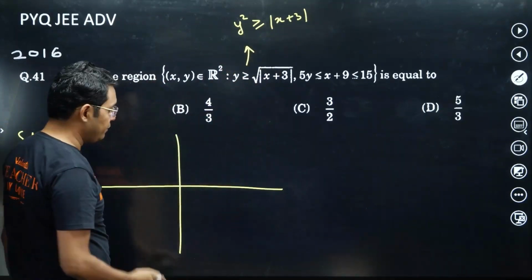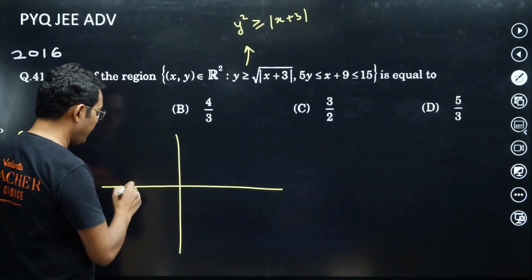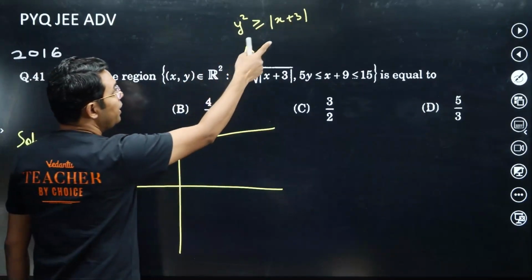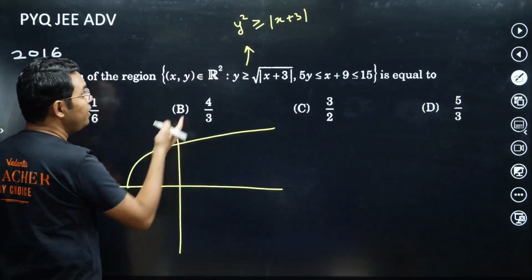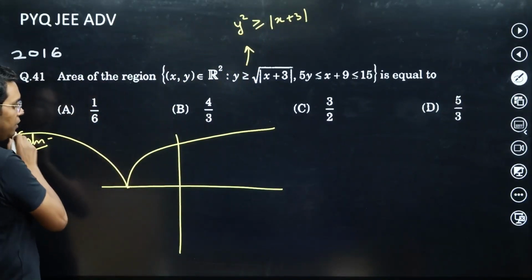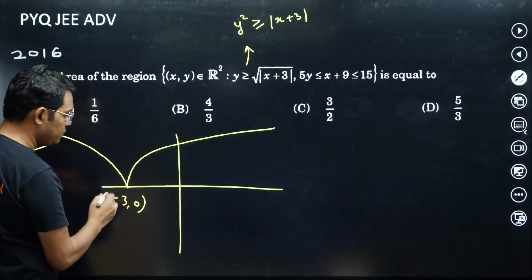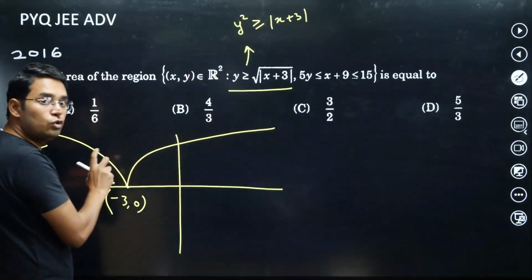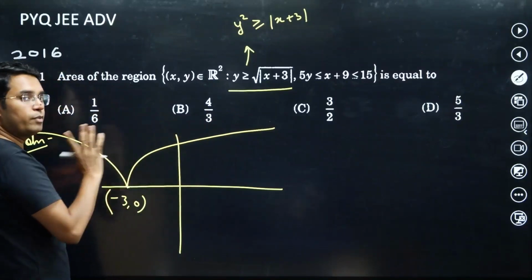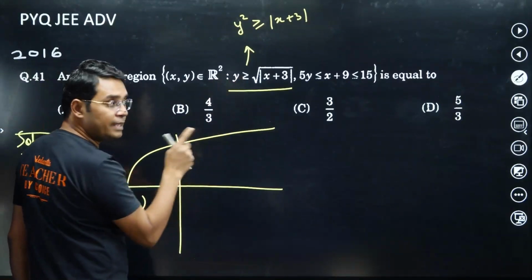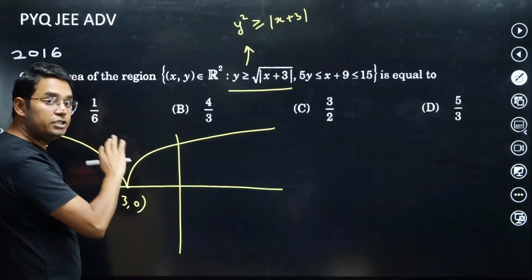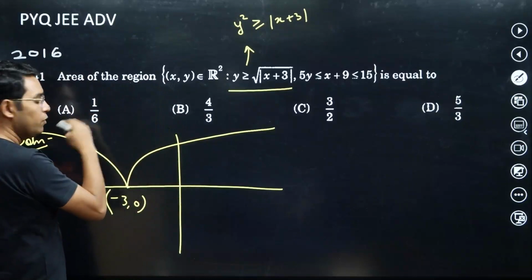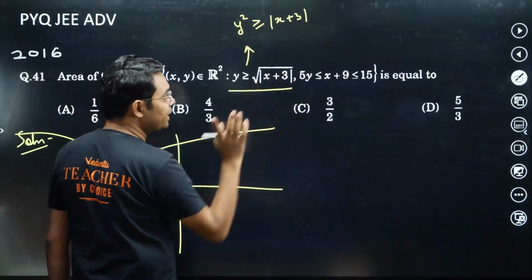Suppose x plus 3 is positive, then it will be a right opening parabola whose vertex will be at minus 3 comma 0. If x plus 3 is negative, then it will be a left opening parabola whose vertex will again be at minus 3 comma 0. So this diagram actually consists of these two parabolas, half branches you can say. And also y is greater than or equal to this thing, that means my region should be above these two curves. This portion above I need to take also. Now this is a straight line, you can see.